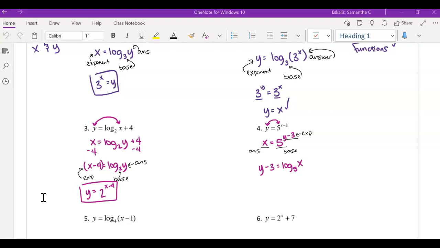Remember, whenever we're switching x and y, the goal is to solve for y, so we need to get y completely by itself. We've got this minus 3, so we need to add 3 to both sides to cancel it out. We'll add 3 to both sides, and we get y equals log base 5 of x plus 3, not in parentheses.